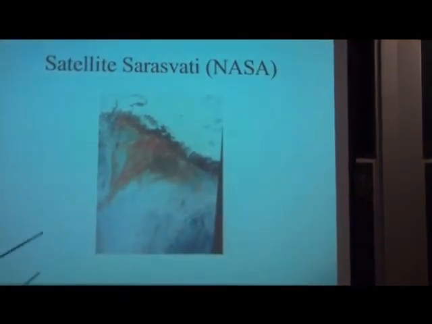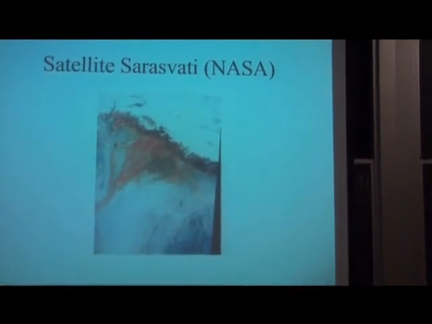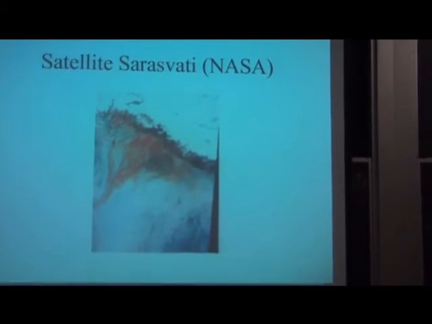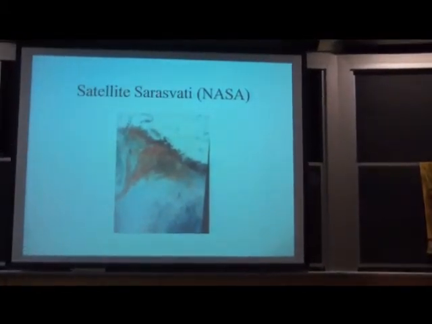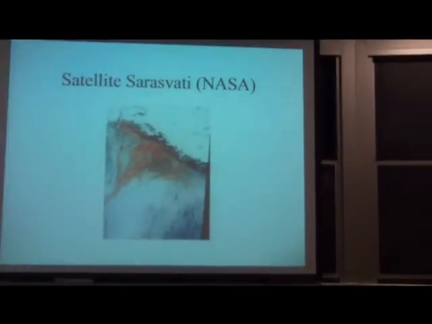And this is the satellite map that we have for the Saraswati River. This was a NASA satellite map. We have other maps also from the Indian ISRO, the Indian Space Research Organisation, that I will show in a little while. In fact, we have a video of that, which I will show shortly.